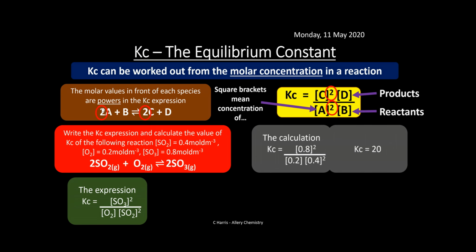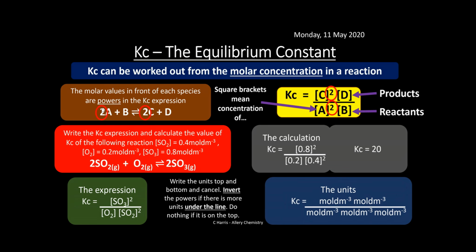So we substitute the numbers. We've got 0.8 as the concentration of SO3. We've got 0.2 and 0.4 at the bottom there. Remember to include our squared functions in there as well. And then we should get a value of Kc of 20.